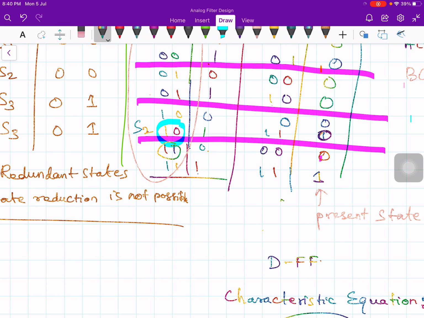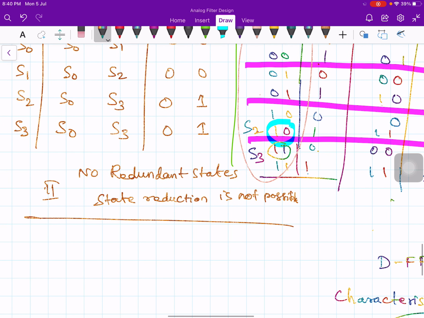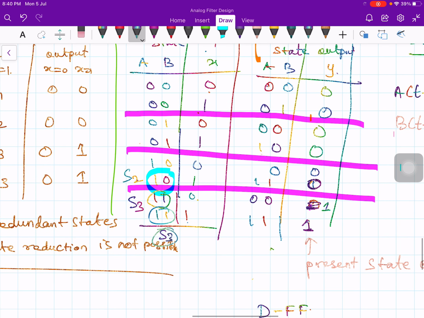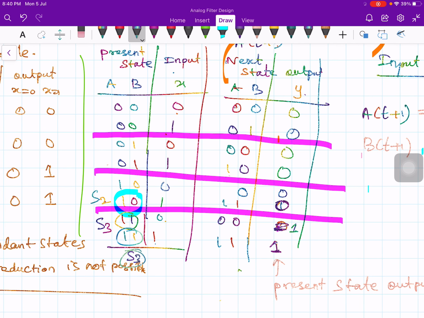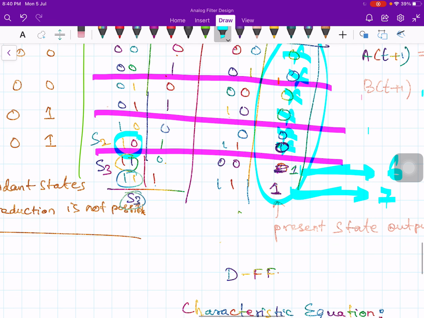Now, when the present state is S3, what is the output? The output is 1. Therefore, this is 1. And in the last row, this 11 indicates S3 present state. If the present state is S3, again you get 1. So if you look at the last column of your state table, you have two 1s and the rest are zeros. Only these two 1s are there. This one corresponds to 6, and this one corresponds to 7. Therefore, your output Y is the summation of 6 and 7.